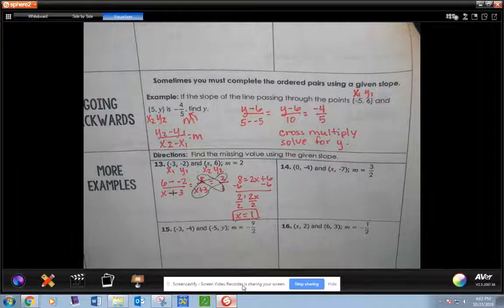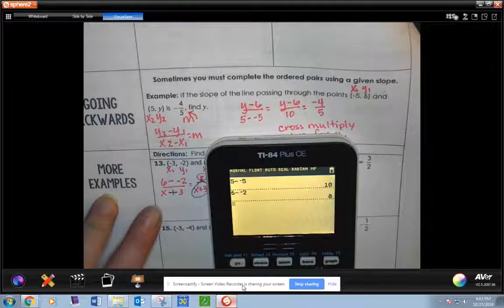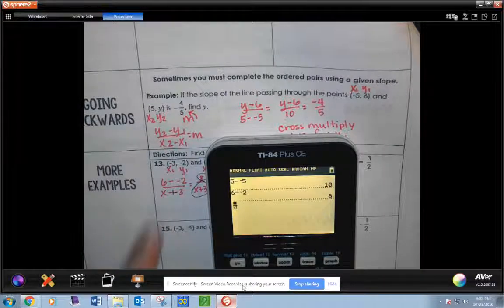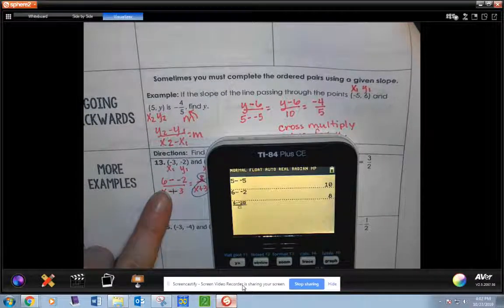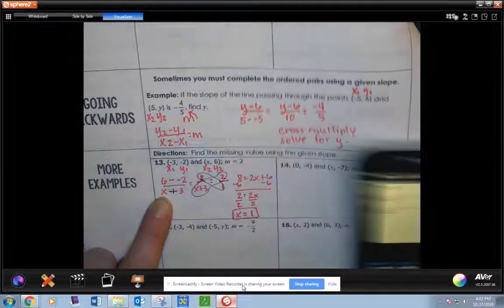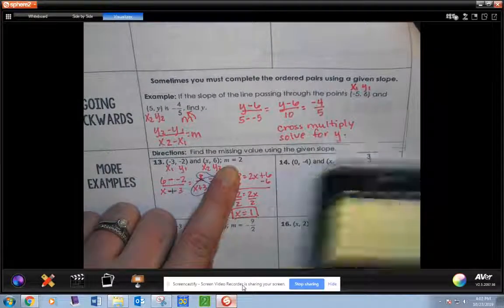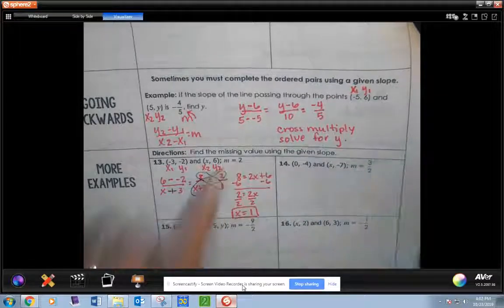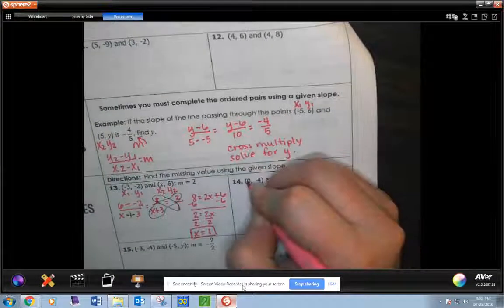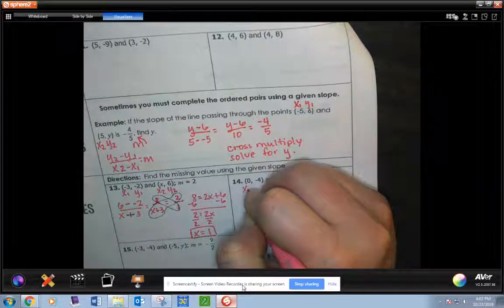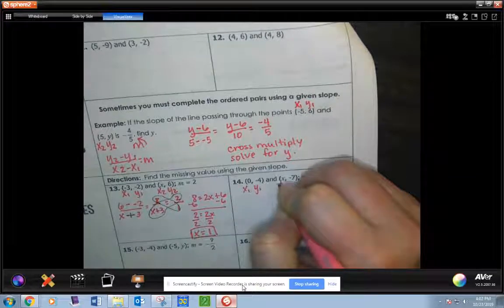If you wanted to check it, all you got to do is grab your calculator, open up alpha y equals. And we're going to do 6 minus negative 2 over, instead of x, I got 1. So I'm going to put 1 minus negative 3. Back to the original problem, I should get the m they gave me, which I did get. Okay, so this is my x1 and my y1, my x2 and my y2.